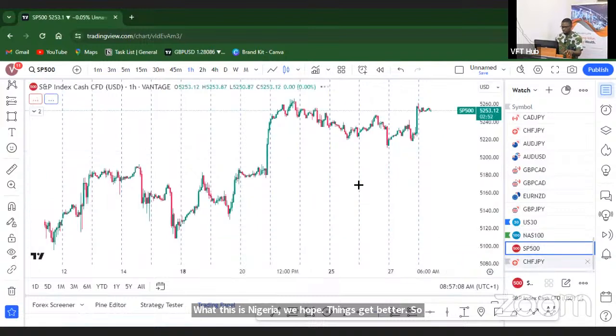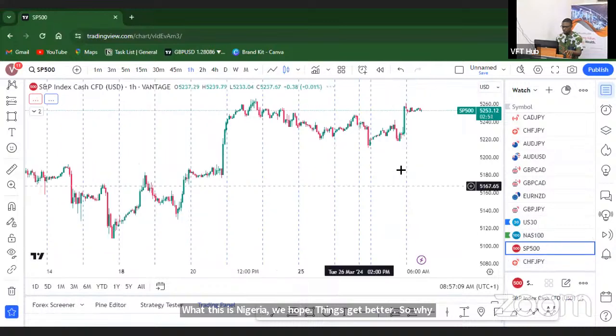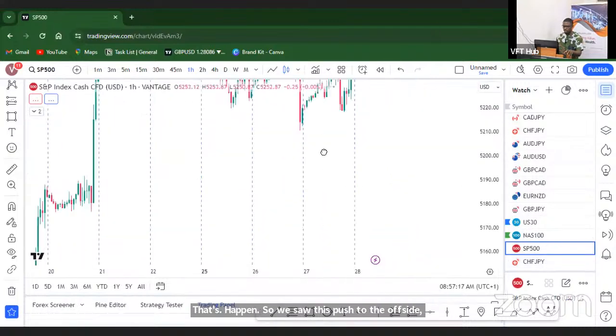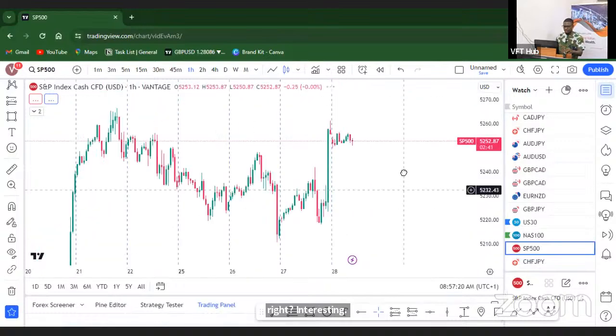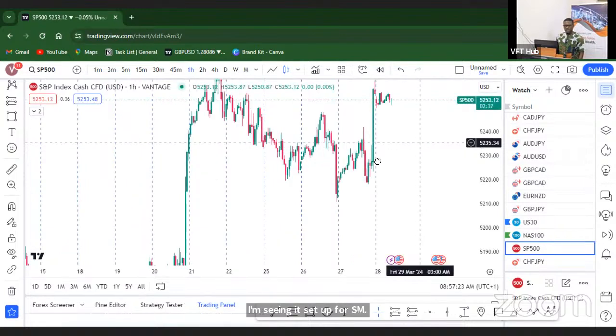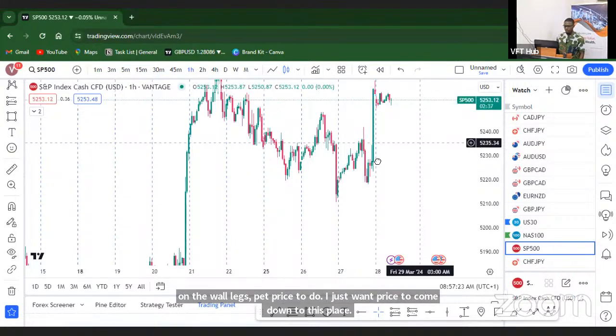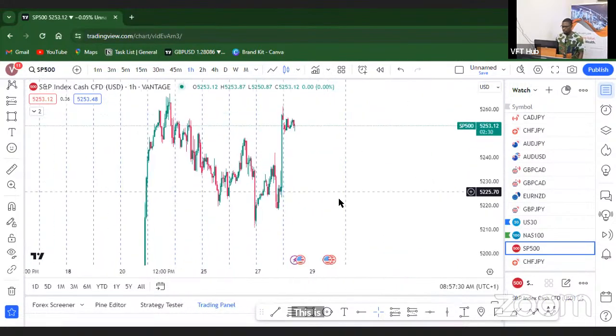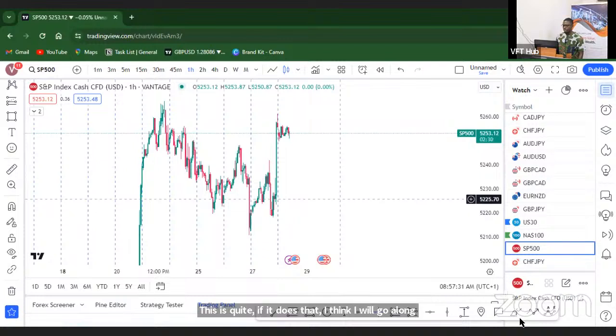Okay, that's actually happened. So we saw this push to the upside. Interesting. For S&P 500, I think I'm seeing a setup. What will I expect price to do? I just want price to come down to this place. If it does that, I think I'll go long on this. It's a very good size on the position. I'm expecting price to clear this structural liquidity for it to continue to the upside.